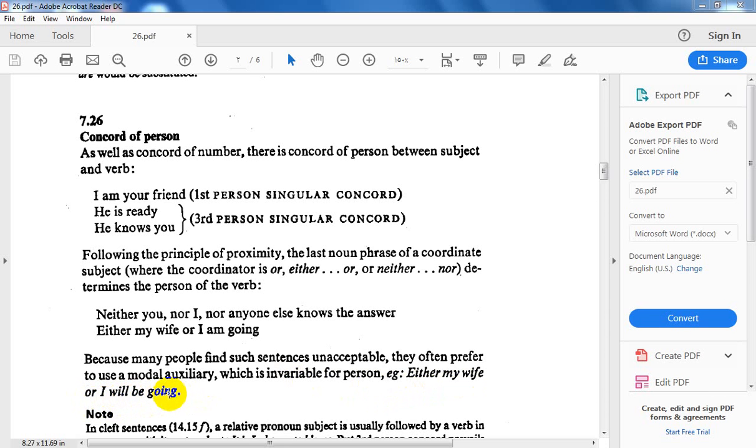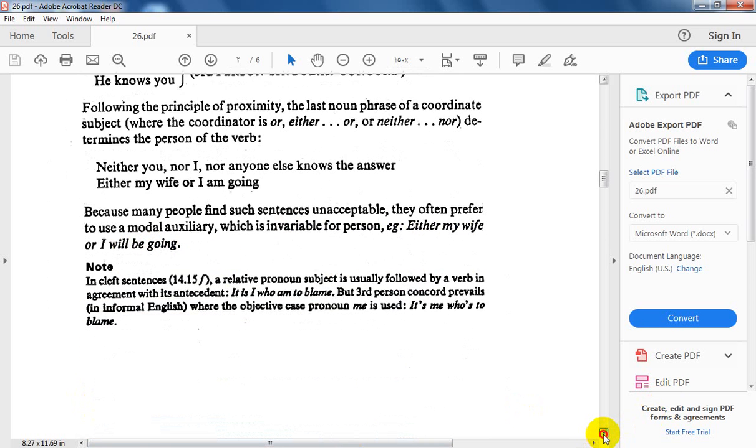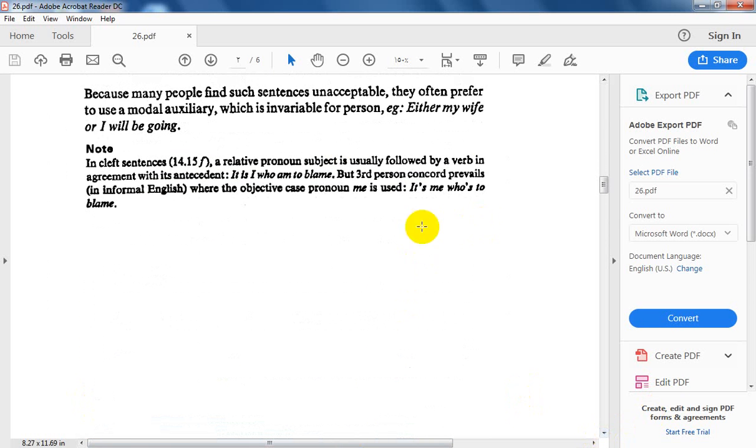Leave this note, please. This note is not included.